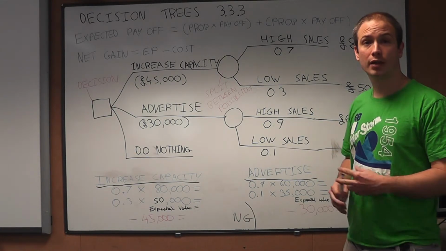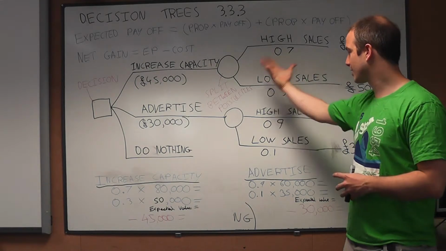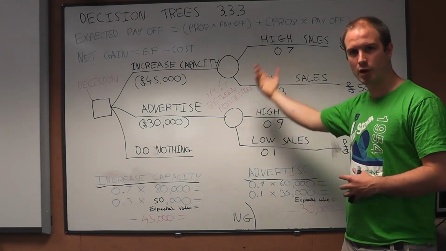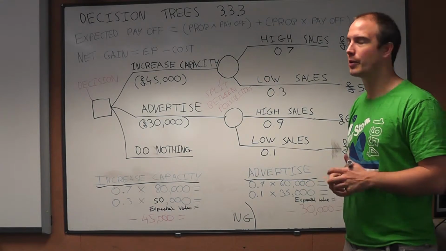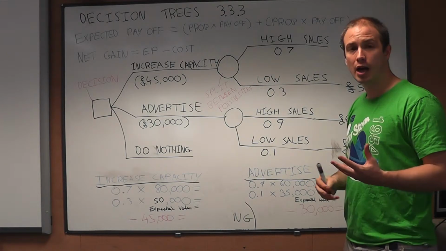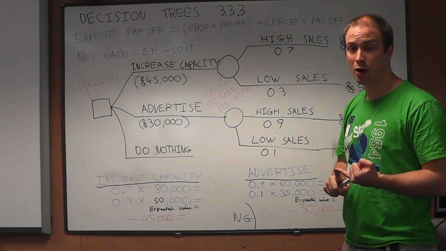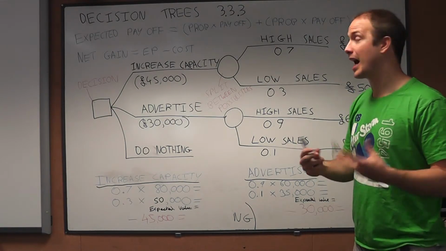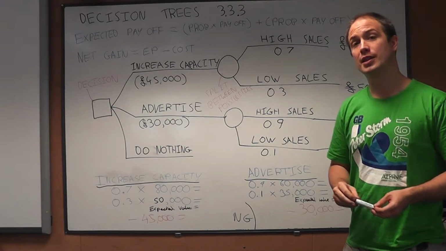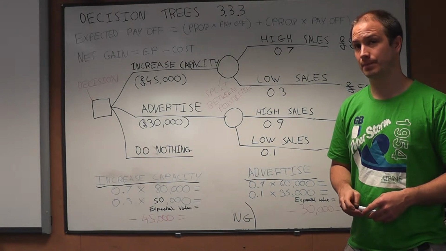In this video we're going to look a little bit at the mechanics of a decision tree, how it works, how it might be laid out on a page, and also how to calculate the expected payoff and the net gain and how businesses might use it to make decisions.